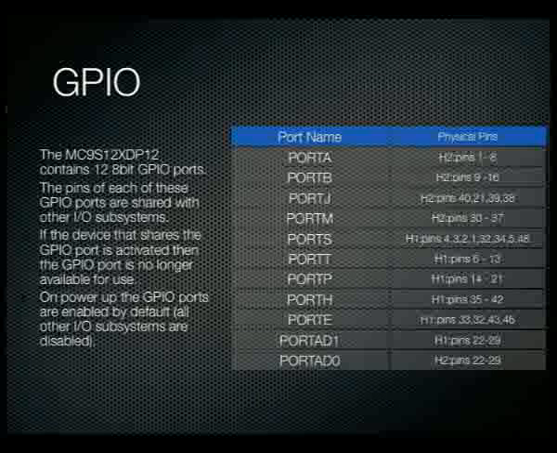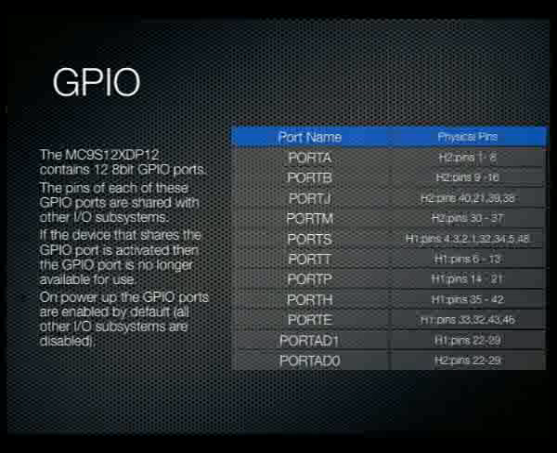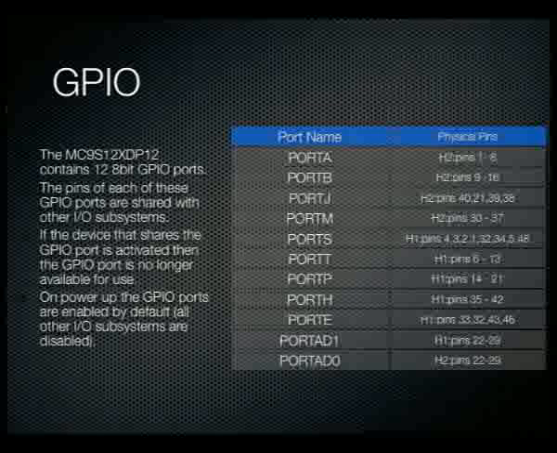Okay, so on power up, all the general purpose I/O ports are enabled by default. All of the other I/O subsystems are disabled. So if you need to use a serial subsystem or an analog subsystem, then of course you've got to enable it, because by default they're off.